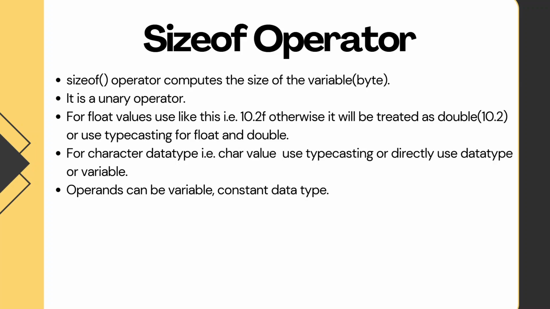For float values, use the form 10.2f, otherwise it will be treated as double 10.2, or use typecasting for float and double. For the character data type, that is char value, use typecasting or directly use the data type or variable. Operands can be a variable, constant, or data type.